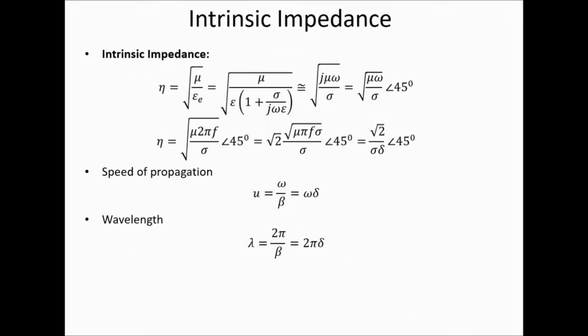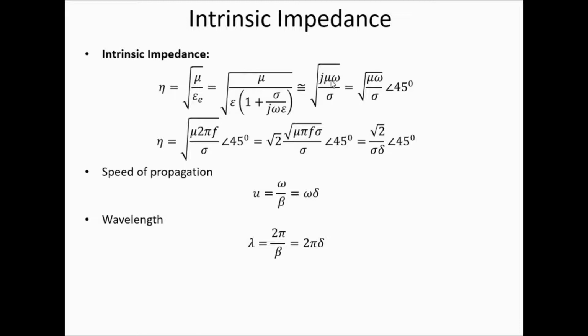So let us find the wave impedance here. The wave impedance eta is given by the formula square root of mu over epsilon e, and for epsilon e, we know the formula is epsilon times 1 plus sigma over j omega epsilon. As we see, this term is very large compared to 1, so we can approximate by removing this 1, then cancel out this epsilon with this epsilon and push this omega to the top.